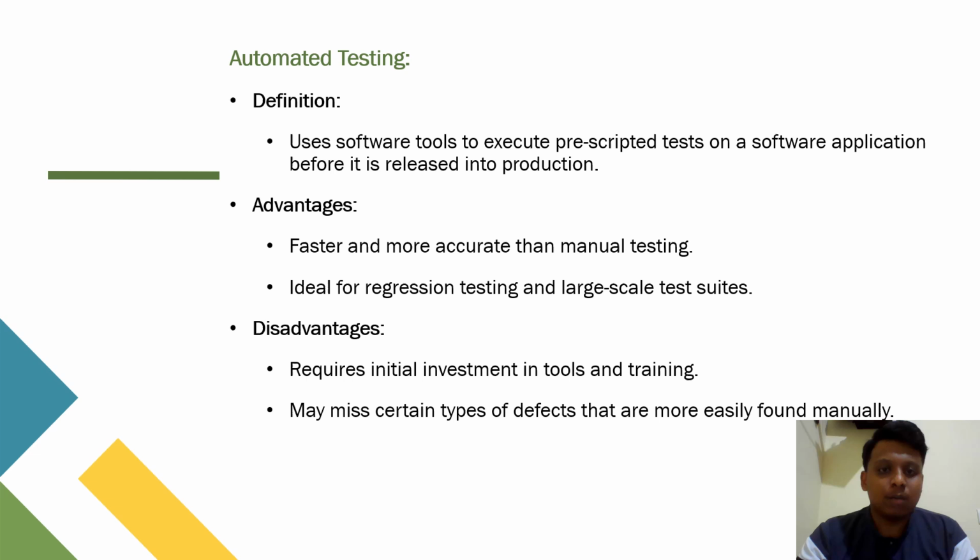Next is automated testing: using software tools to execute pre-scripted tests on a software application before it releases the product. Advantage of automated testing: it is faster and more accurate than manual testing. Ideal for regression testing and large-scale test suites. Disadvantage: requires initial investment in tools and training, and may miss certain types of defects that are more easily found manually.